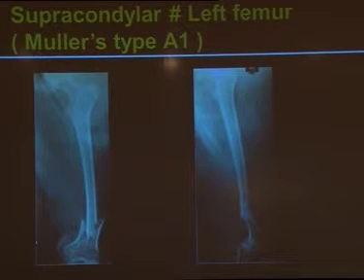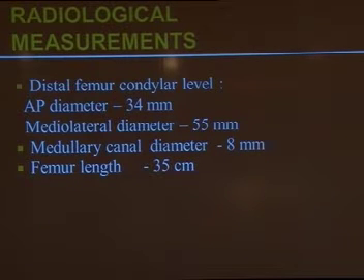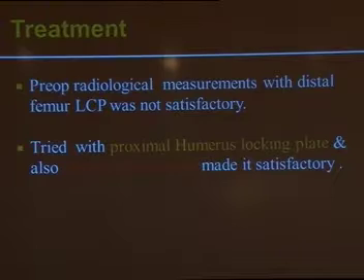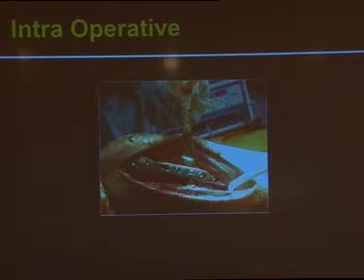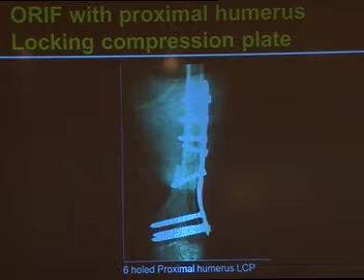The next case is a 36-year-old male patient with a supracondylar femur fracture, and pre-op radiological measurements showed a hypoplastic femoral condyle. In this patient the proximal tibial locking plate did not match, but the proximal humerus locking plate did. So we went with the proximal humerus locking plate, and this is the post-op X-ray.